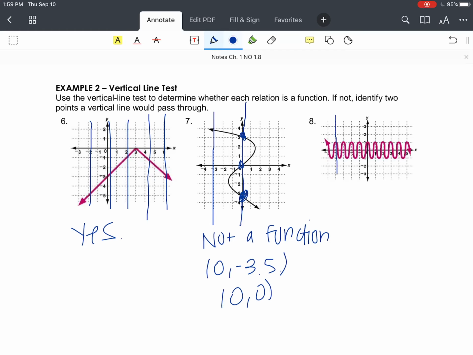Last example is example 8. If I draw vertical lines, no matter where I draw it, although this is a crazy looking squiggly graph, I'm never going to hit it at two points. So yes, it's a function, even though it's one maybe we're not used to seeing. That was the basic introduction into functions, and we're going to be talking a lot more about different types of functions as we continue on.